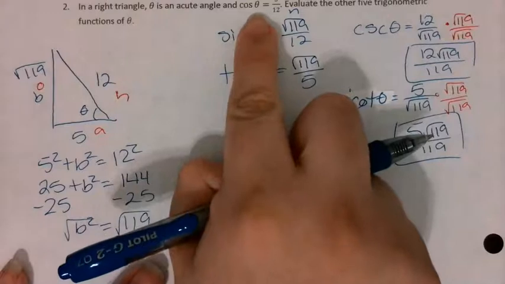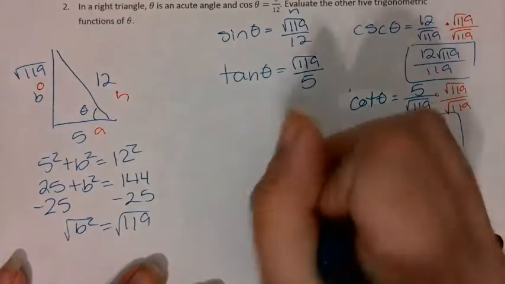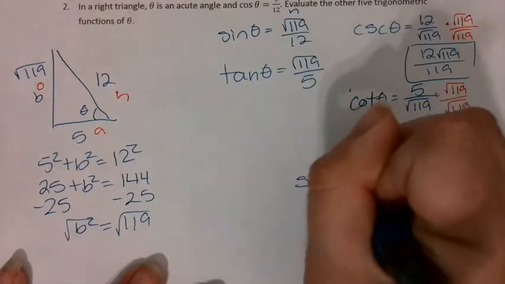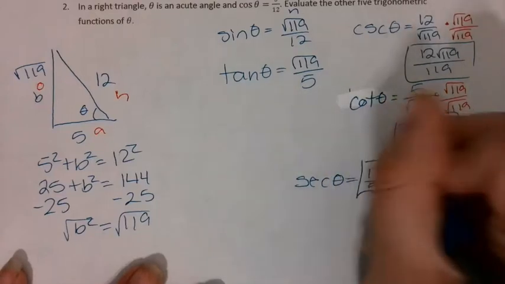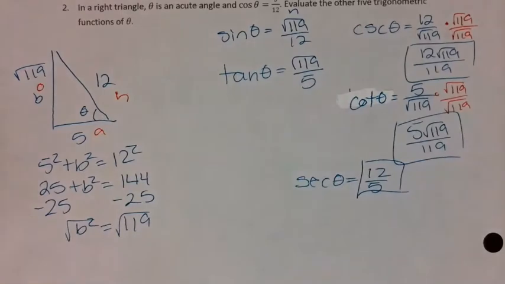My final thing is the reciprocal of cosine, which is secant. And that I just flip. I end up with 12 over 5. Okay. So take a few minutes, pause, work on the two on the back, and then when you come back, I will solve those out with you.